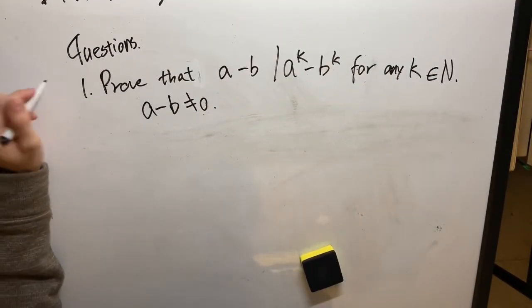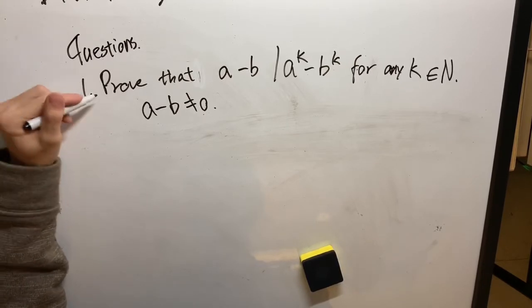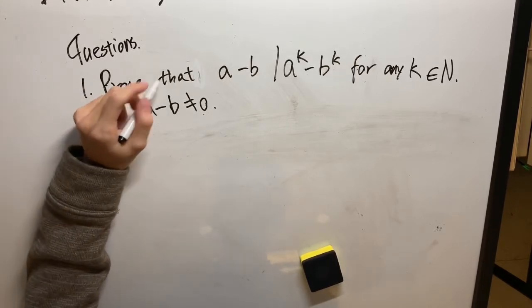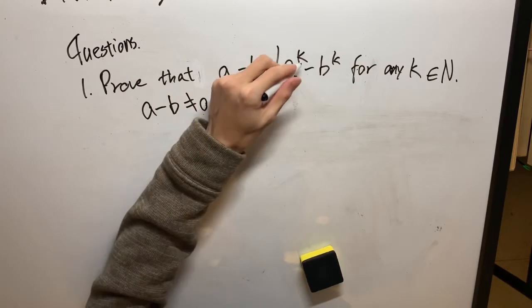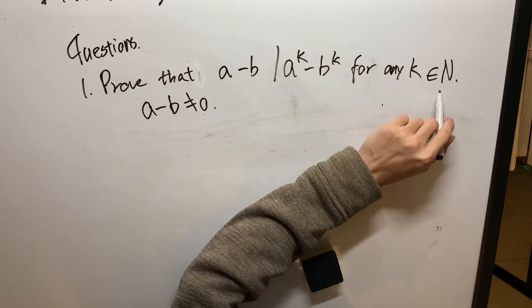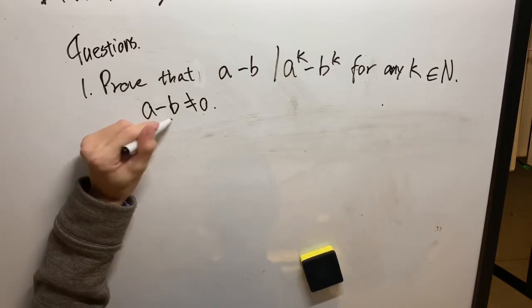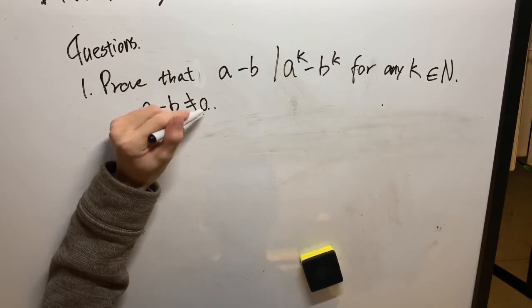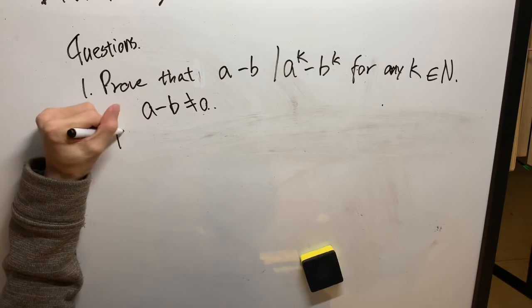Now let's look at questions. The first question is: prove that a minus b divides a to the k minus b to the k, for any k where k is a natural number and a minus b does not equal 0. Proof.